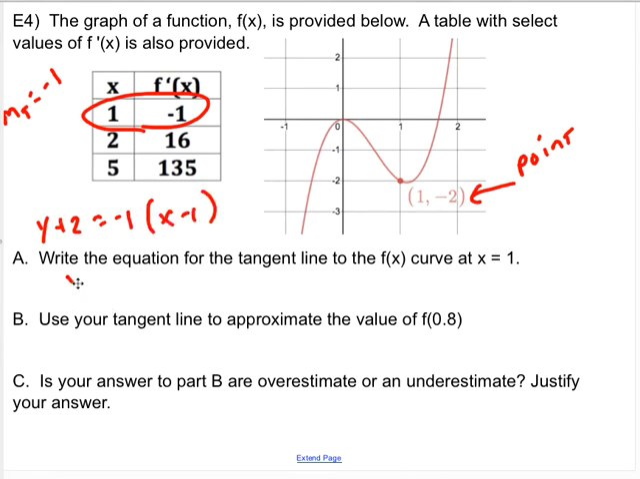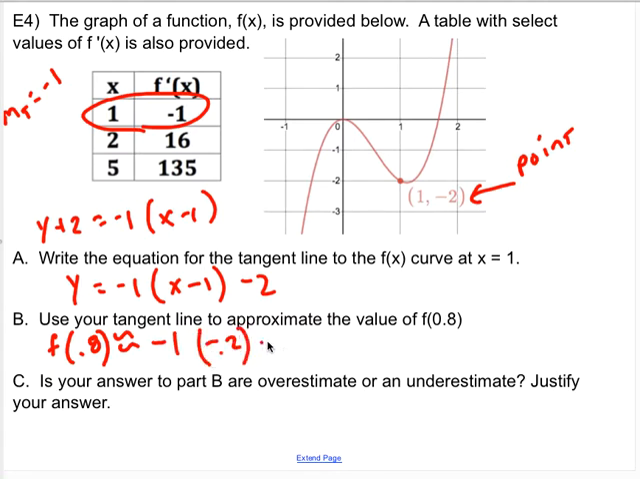I'm going to subtract that 2 over, and I'm going to get y equals -1 times the quantity x minus 1, all minus 2. So that's my part A. Next, I'm asked to use that to approximate f of 0.8. So f of 0.8 is approximately -1 times -0.2 minus 2. That's going to be 0.2 minus 2, which is -1.8. So that's my approximate value.